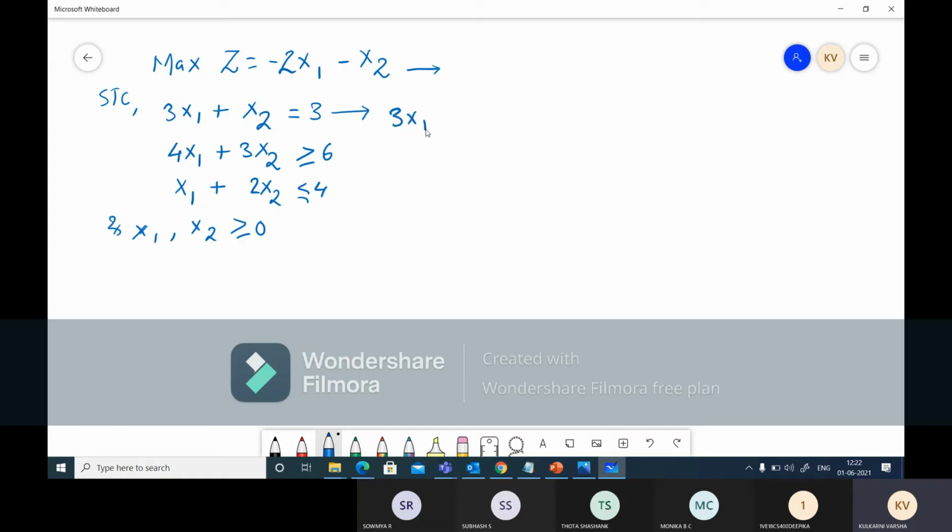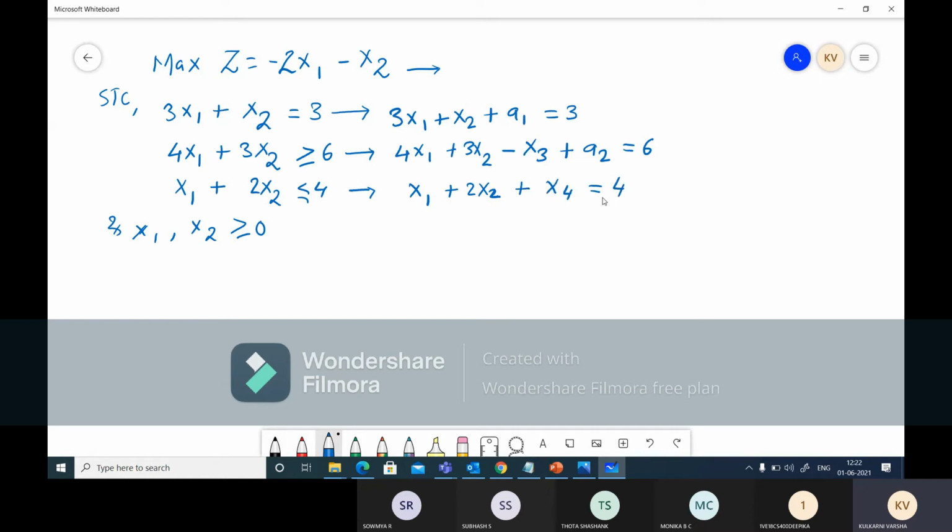So this will be 3x1 plus x2 plus a1 is equal to 3. This is 4x1 plus 3x2 minus x3 plus a2 is equal to 6, and then this is x1 plus 2x2 plus x4 is equal to 4.